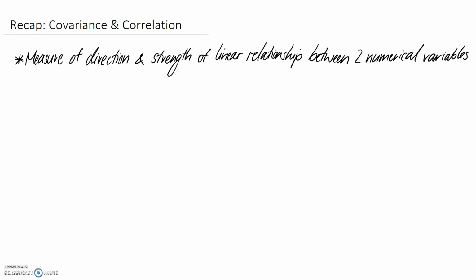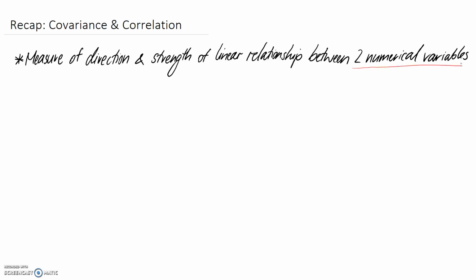So in this video, we're going to recap the concepts of covariance and correlation and the equations which are used to calculate those. So first of all, covariance and correlation are measuring the direction and strength of a linear relationship between two numerical variables.